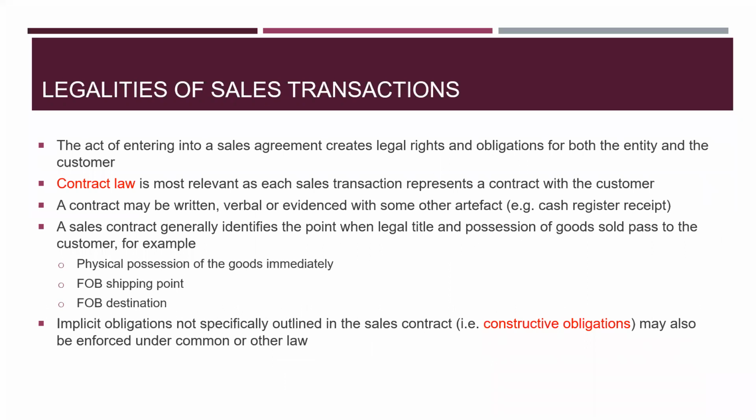Now, what are the legalities of your sales transactions? All of this falls under contract law, which is most relevant for the sales transaction. Your contract law for a sales transaction represents a seller and a buyer and the agreement they have come to. What are the goods and services that both parties have agreed to provide or to receive? What are the terms with regards to FOB shipping point and FOB destination? Who takes possession of goods, where and when? All of that falls under contract law.